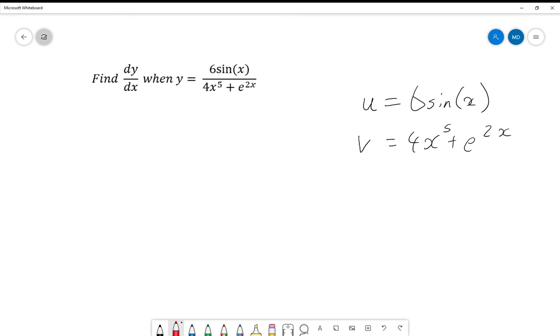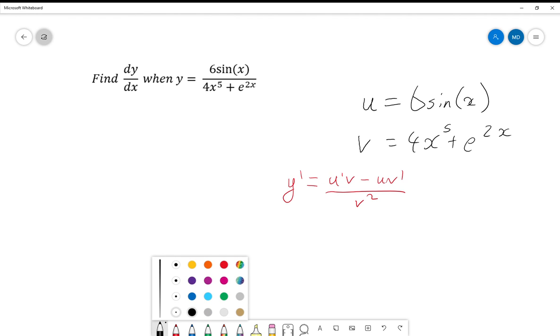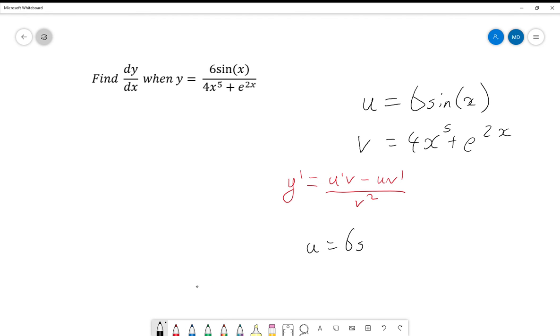Okay, now we just need to remember our quotient rule. So our quotient rule is dy by dx, or y dash equals u dash v minus u v dash all over v squared. And we just need to plug in those values. So we're going to get u is equal to 6 sine of x. So u dash is the derivative of that, which is just going to be 6 cosine of x. Nice and easy.